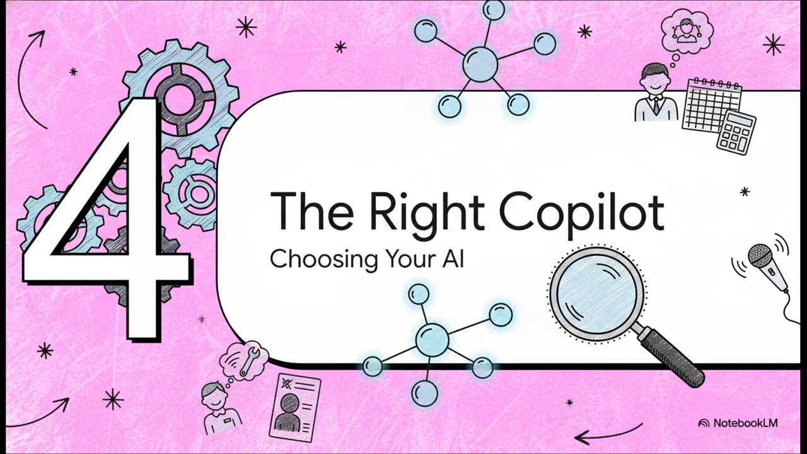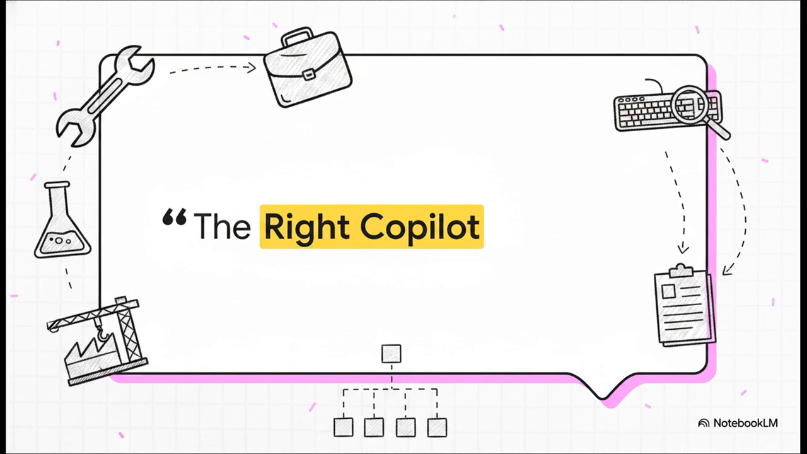Now that we've got the integration piece down, let's pivot to Section 4, the right copilot, choosing your AI. It says the right copilot, and I really want to emphasize that word right. See, in the Dynamics ecosystem, there isn't just one giant monolithic copilot that does everything. Copilot for sales functions totally differently from Copilot for supply chain. Viewing Microsoft's Copilot as a specialized assistant rather than just a generic utility tool is completely foundational to understanding this module. You have to pick the specific instrument designed for your specific task.